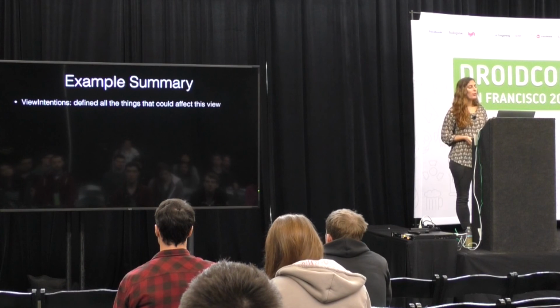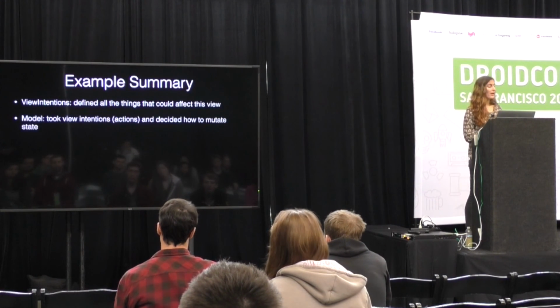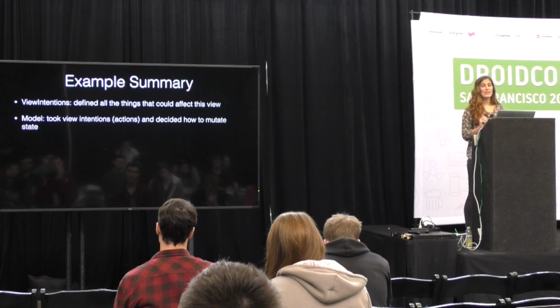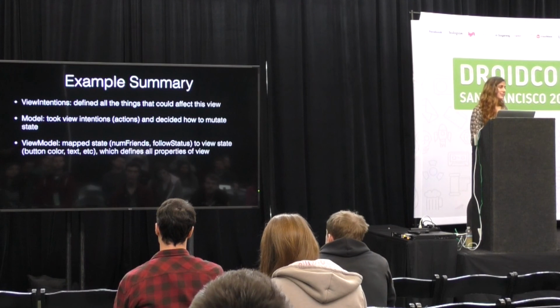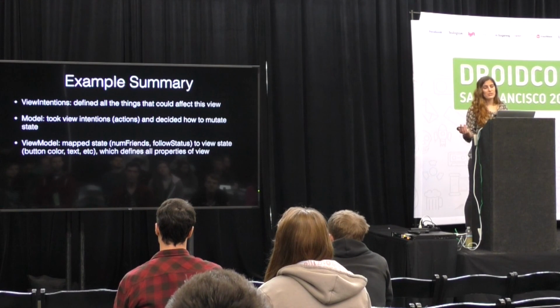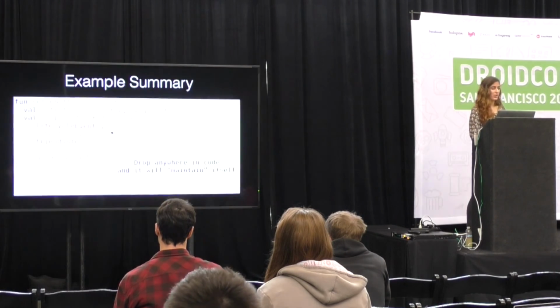All right, so just wrapping this all up, we have view intentions. It defined all the things that could change this view. We had a model which took these intentions and decided how to mutate the state. We had a view model which said, all right, here's the state of the button. What sort of properties do you need to have? And then we had a component which actually set those properties on the view.